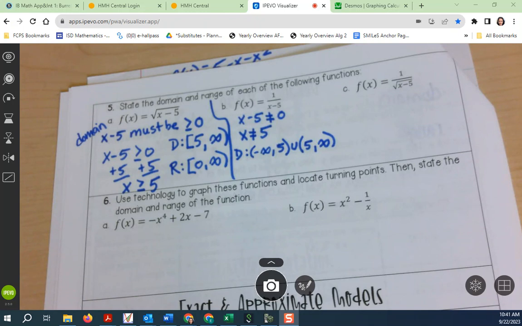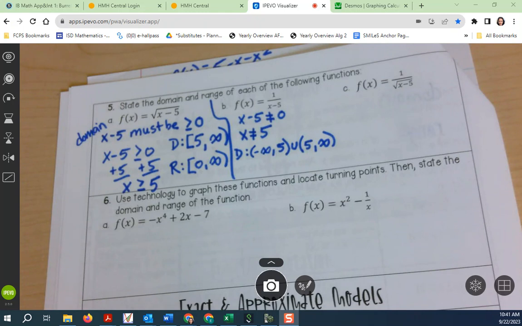The range is trickier because if I substitute 5 in, I get 1 over 0. And what is that? No, because we're not allowed to do it, right? 1 over 0 is like, it's not allowed. It's just not a number.